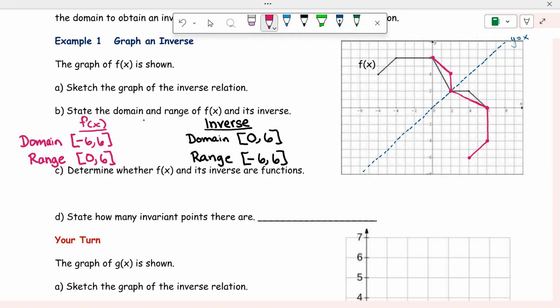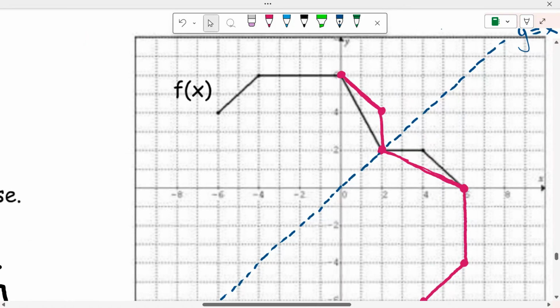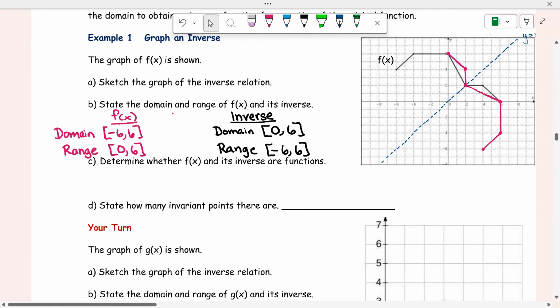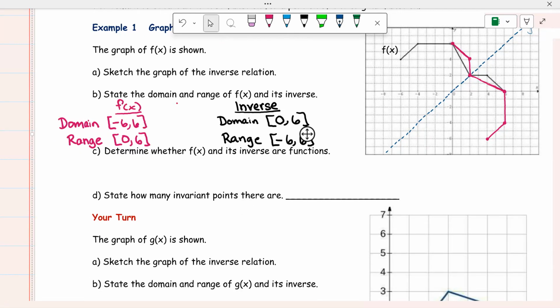So determine whether f of x and its inverse are functions. So f of x, was that one a function? Okay, so look at the black line. Is that a function? Is there any 2 points on top of each other? No, so that original is a function. So f of x is a function.